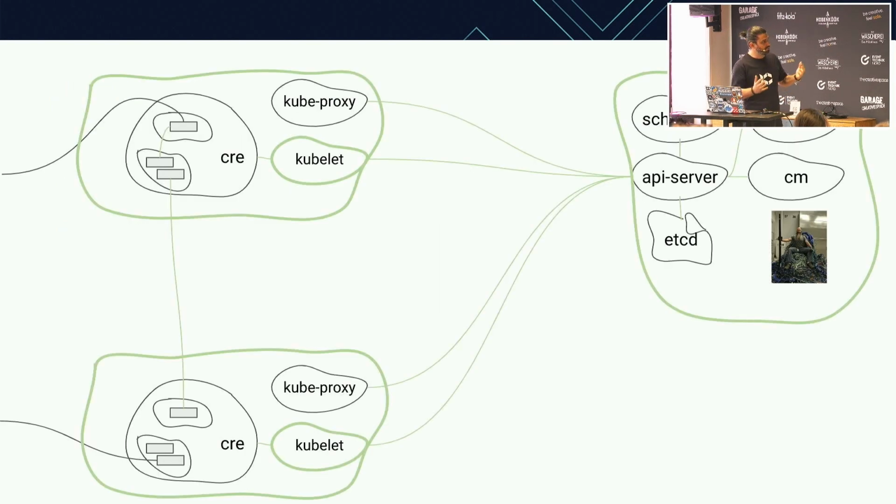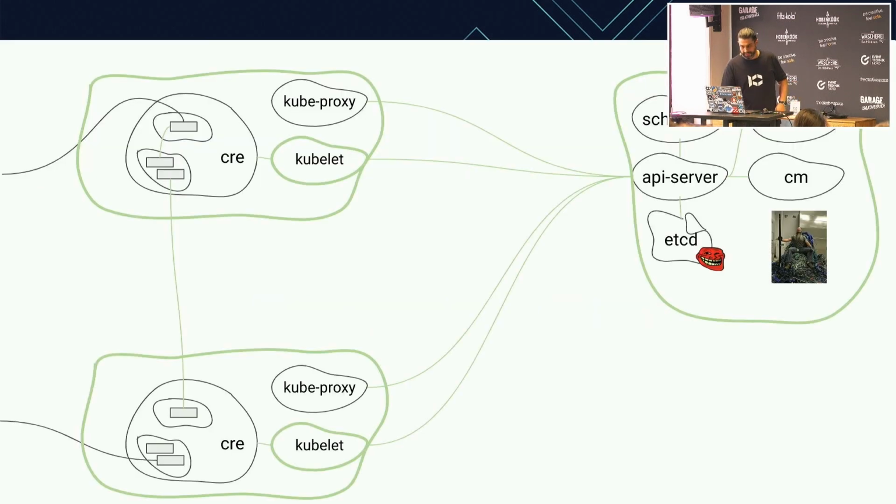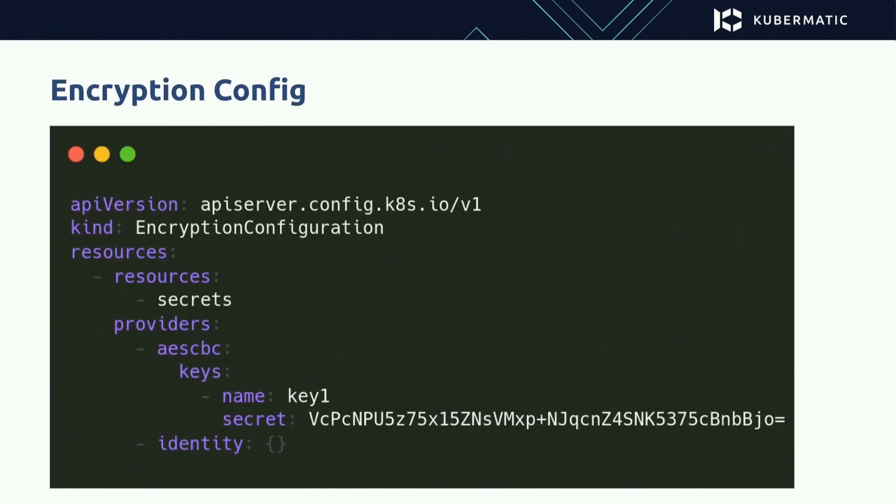So you took care of the transportation part as well, but what about encryption at rest? Here, when I say rest, it's etcd. By default, your secrets are not stored encrypted inside etcd. So when you get an etcd dump, your secrets will also be unencrypted inside your dump.